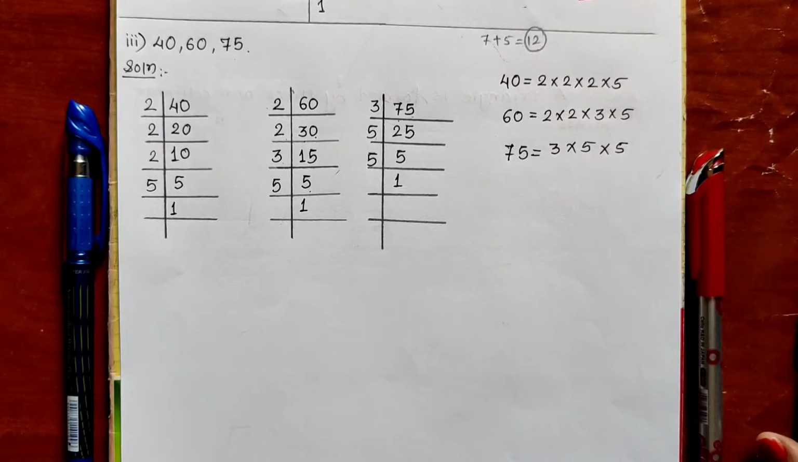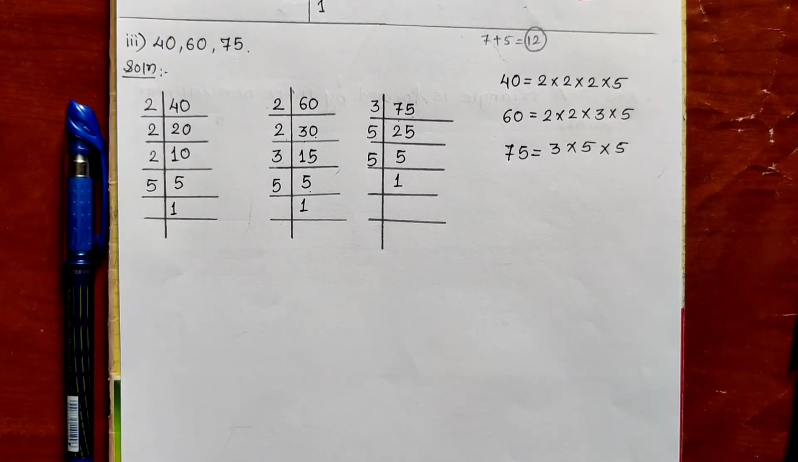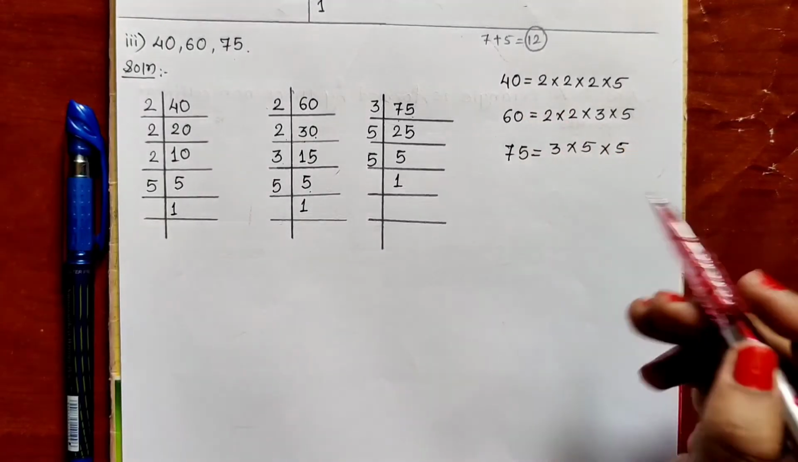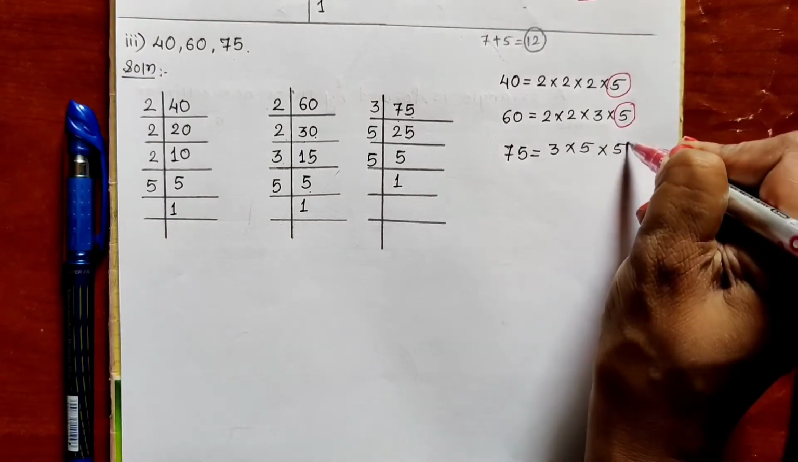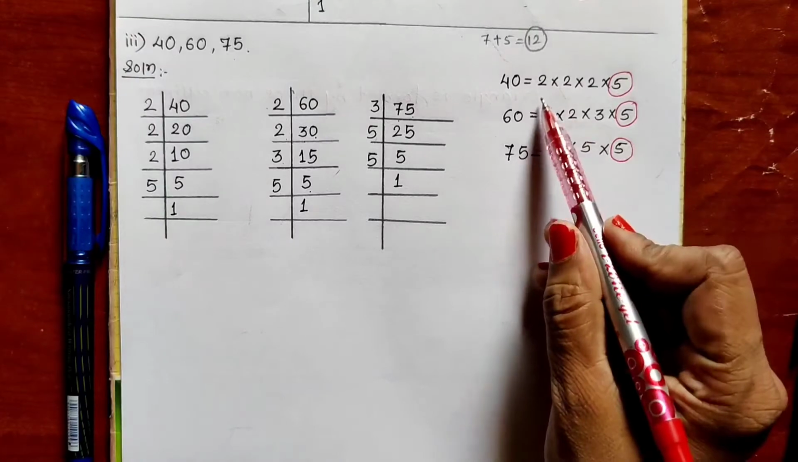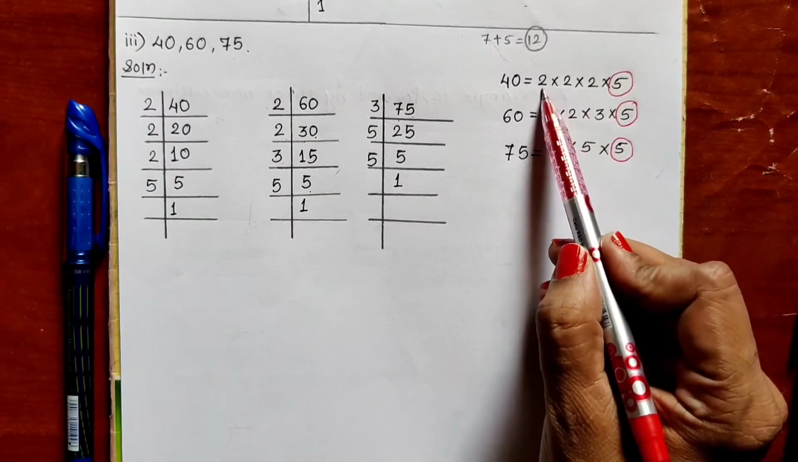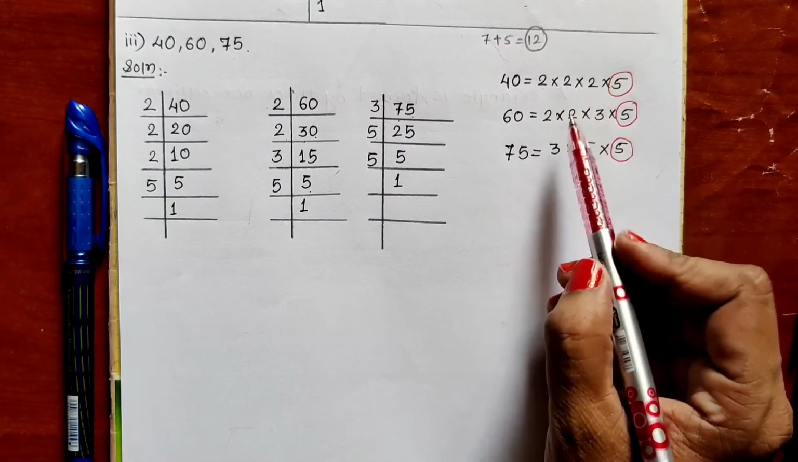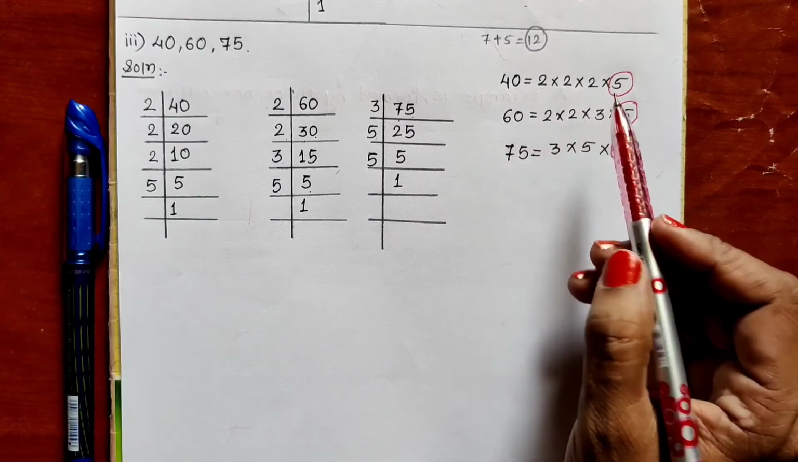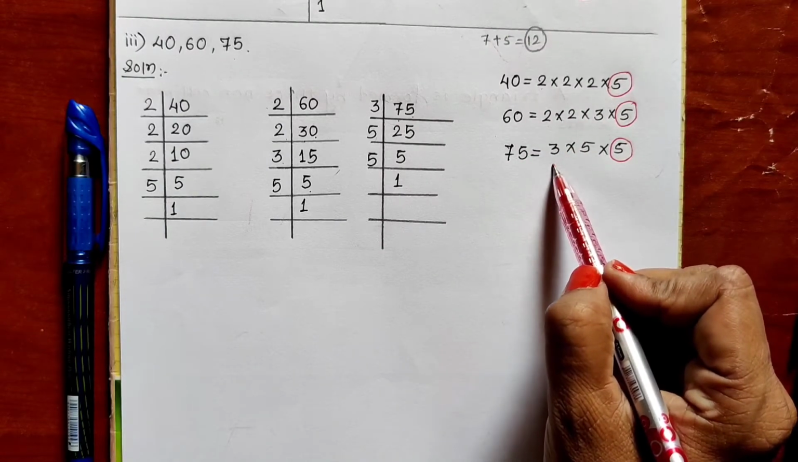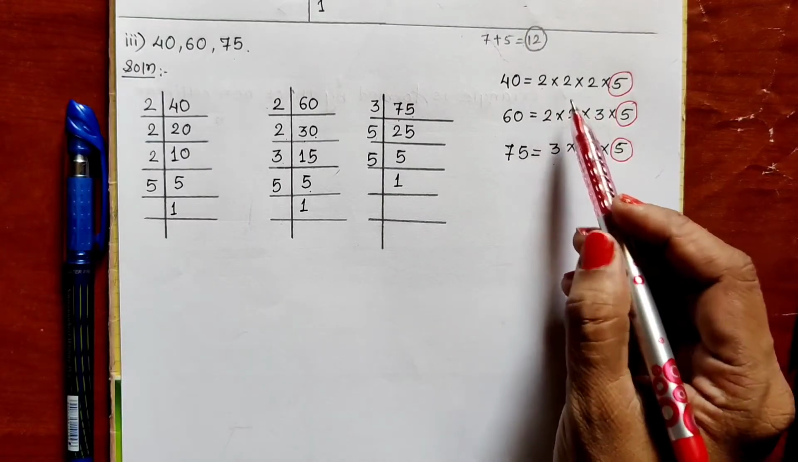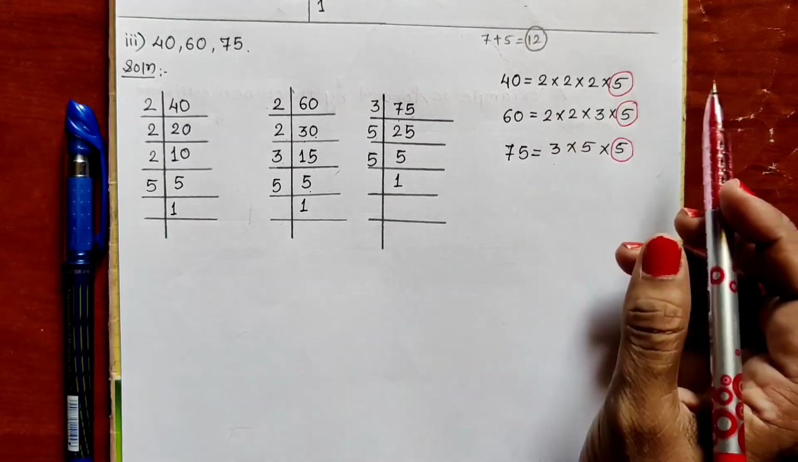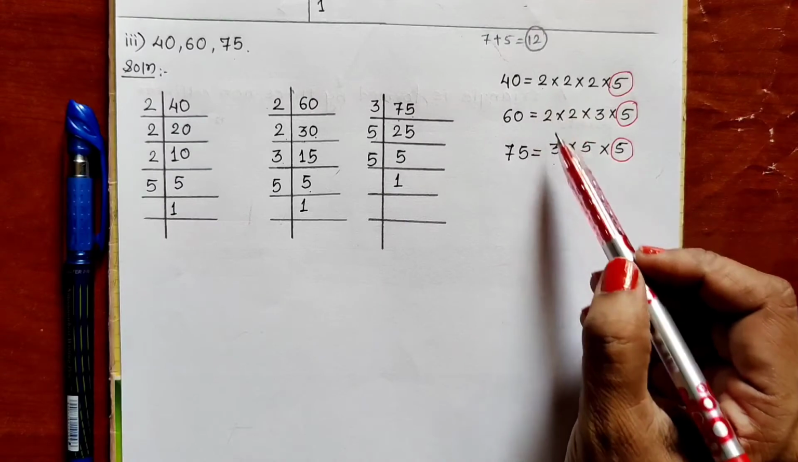Now let us check which is the common factor in all these three numbers. We can see only one 5, a single 5, is the common factor. No other common factor can be seen here. 2 is there in the factors of 40, 2 is there in the factors of 60, but 2 is not there in the factors of 75. So 2 cannot be encircled. We cannot make a circle around 2 because 2 is not a common factor between all these three numbers.